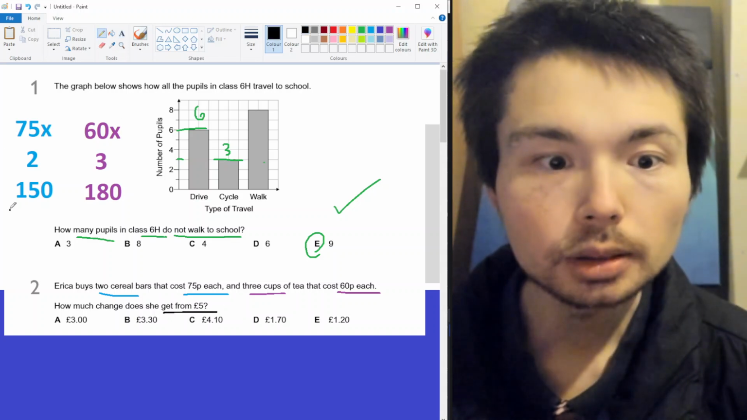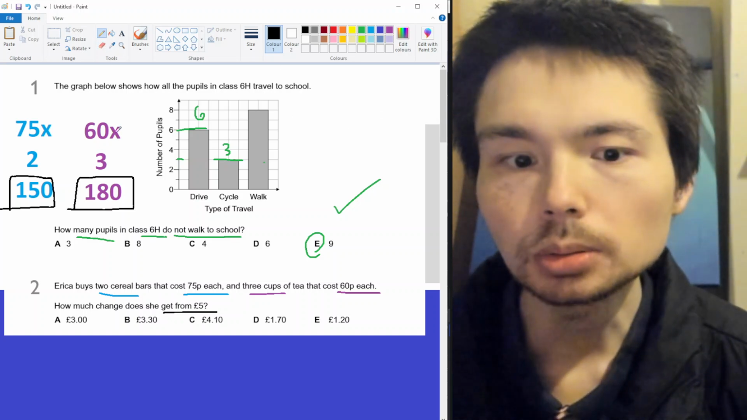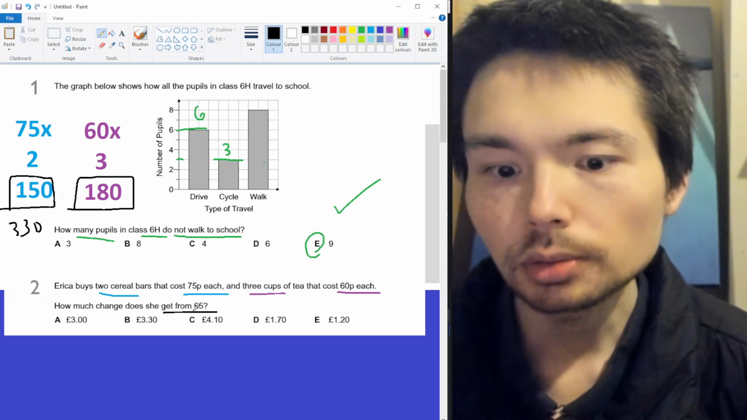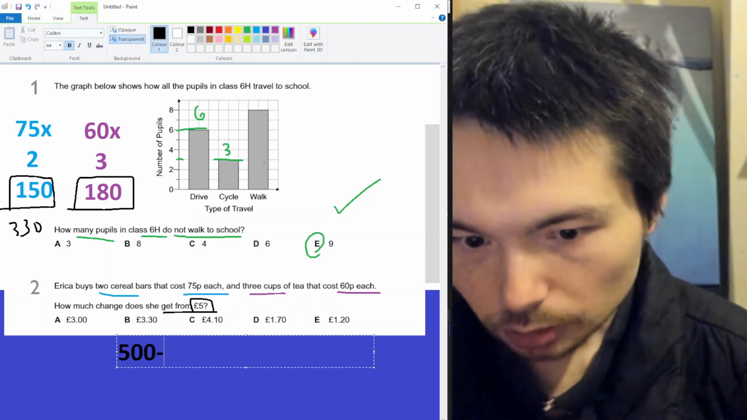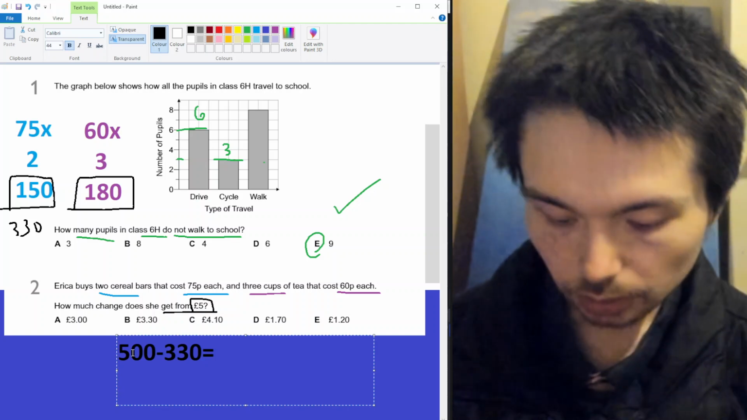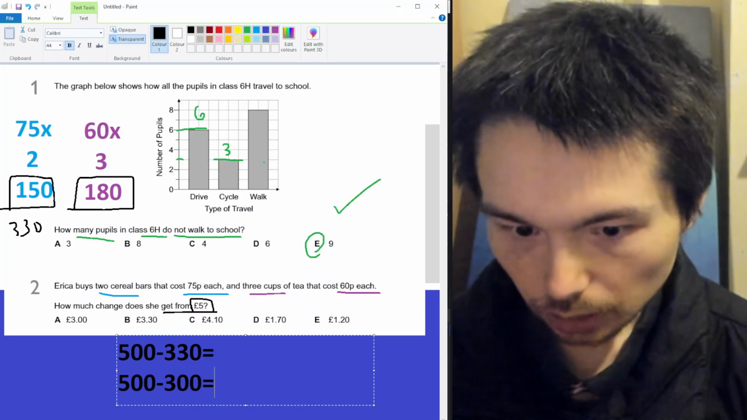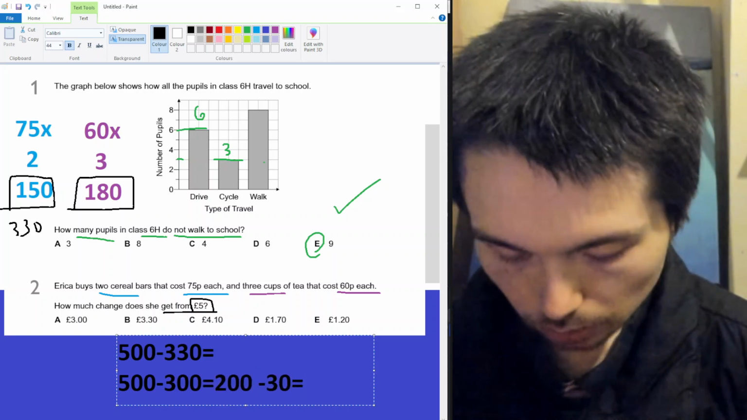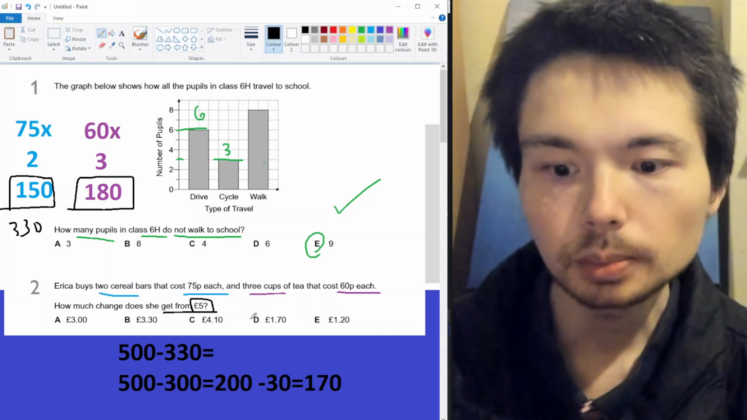Next step, add the two numbers together. 150 plus 180 equals 330. We want the change from £5, so we do 500 minus 330. If you want to do it in your head, a good way is to break it down. 500 minus 300 is 200. Then you minus 30, which is 170. So the answer is £1.70.